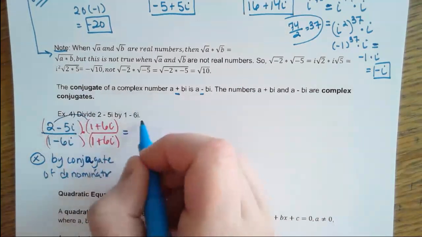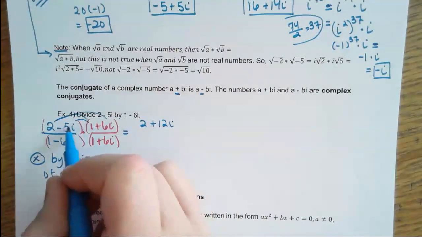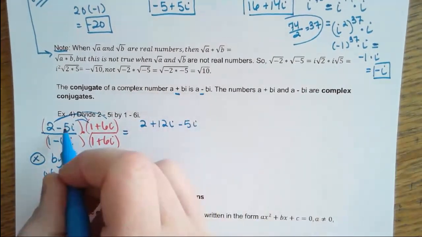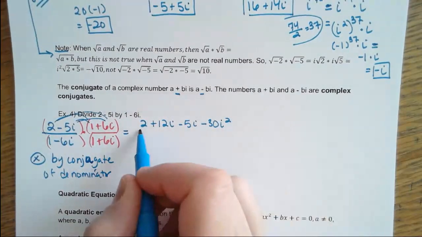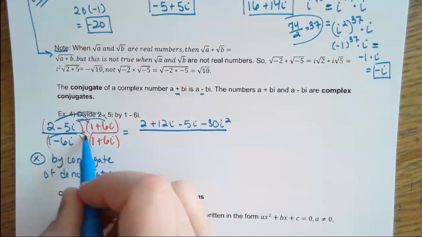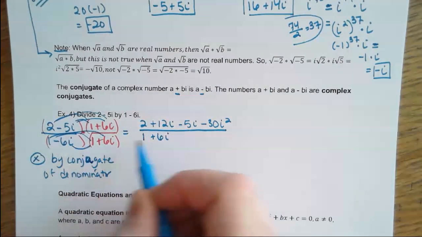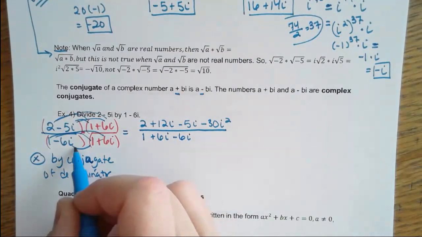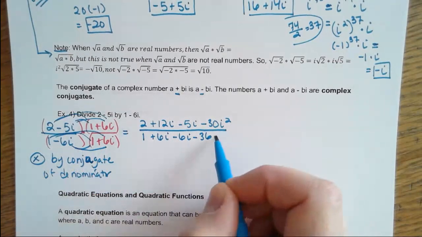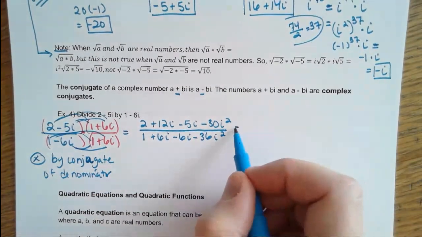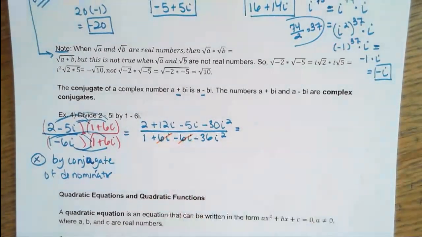So let's see, I get 2 times 1 is 2, 2 times 6 is 12, so that's 12i. On the inside, -5 times 1 is -5i, and then -5 times 6 is -30, and then I have an i squared. In the denominator, 1 times 1 is 1, 1 times 6 is 6i, 1 times -6 is -6i, and then here, -6 times 6 is -36, and then i times i is i squared. In the denominator, notice that you do get this canceling in the middle, which is supposed to happen.